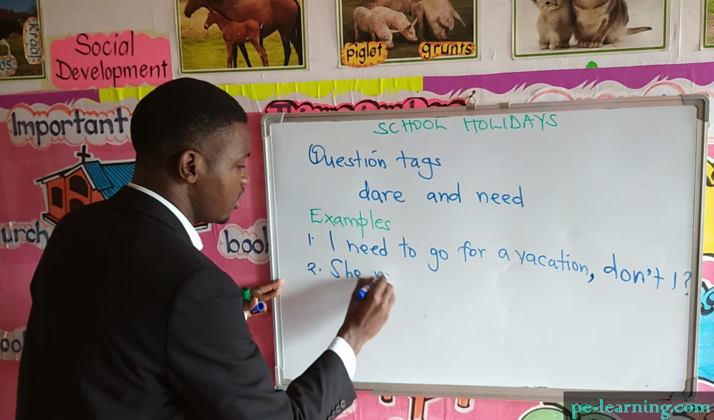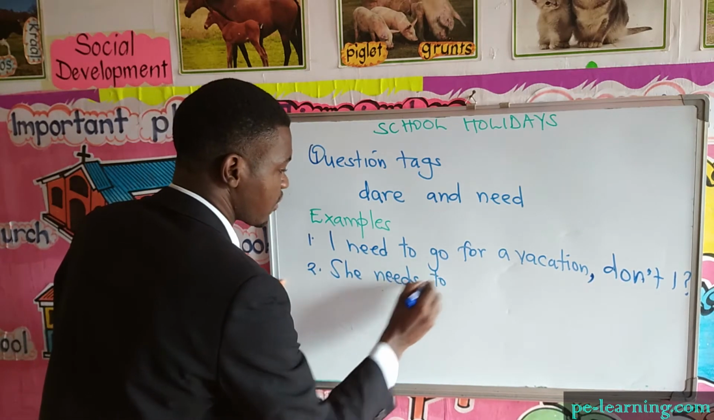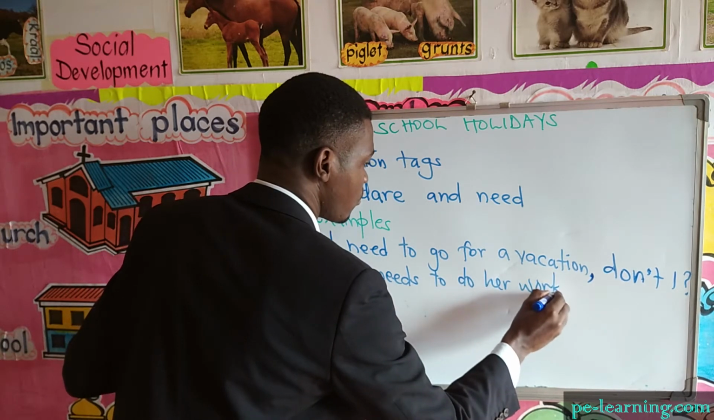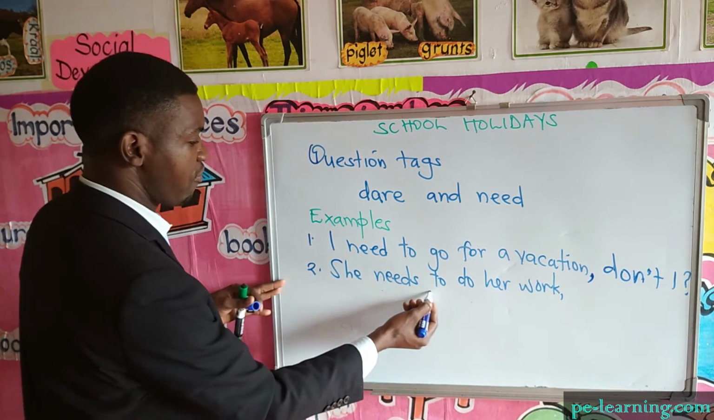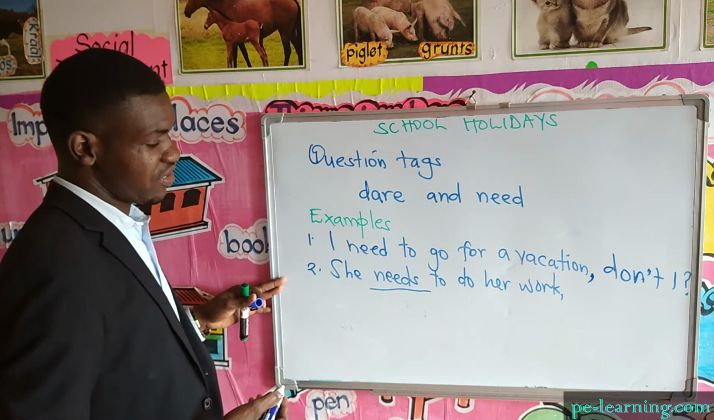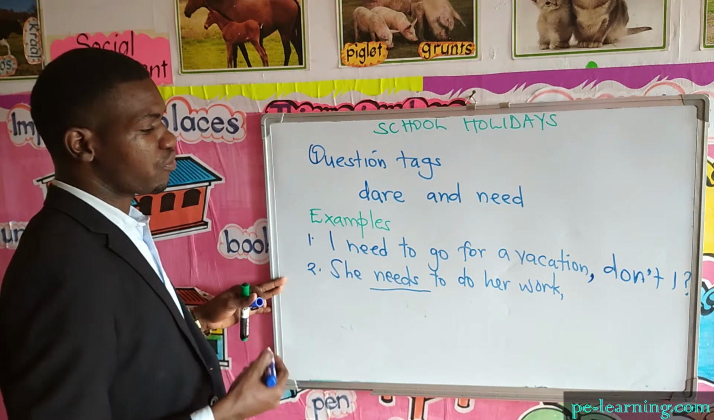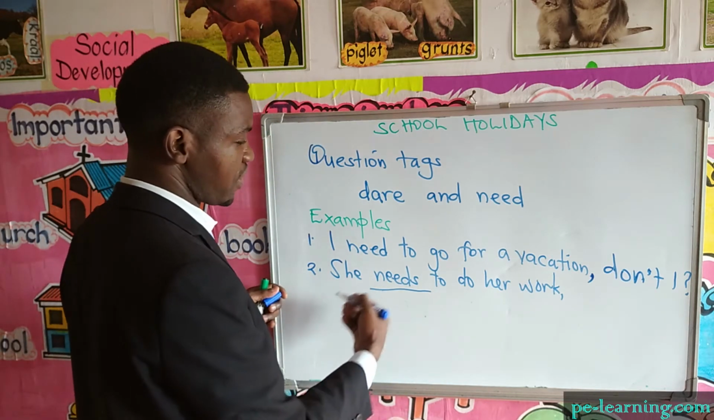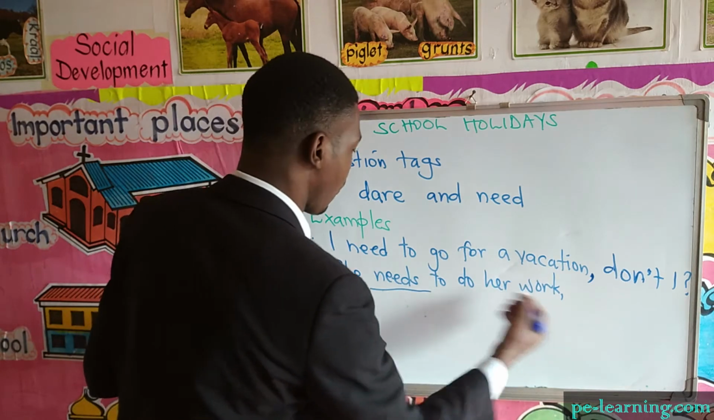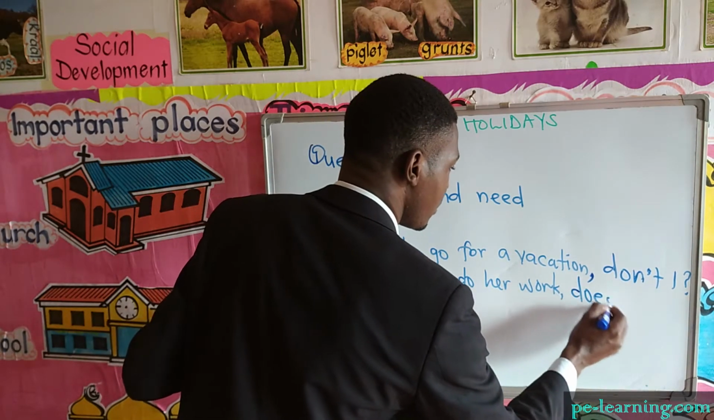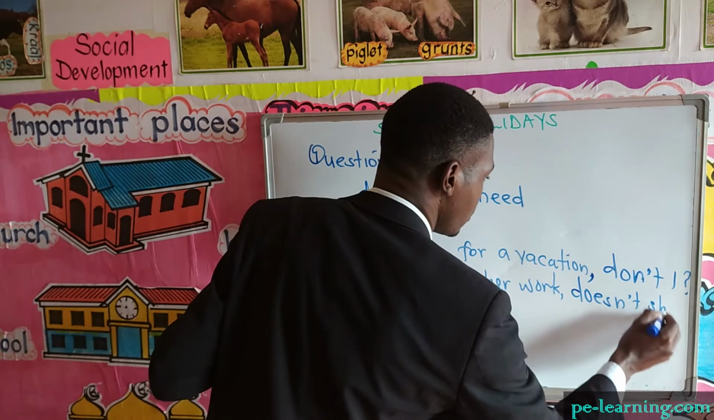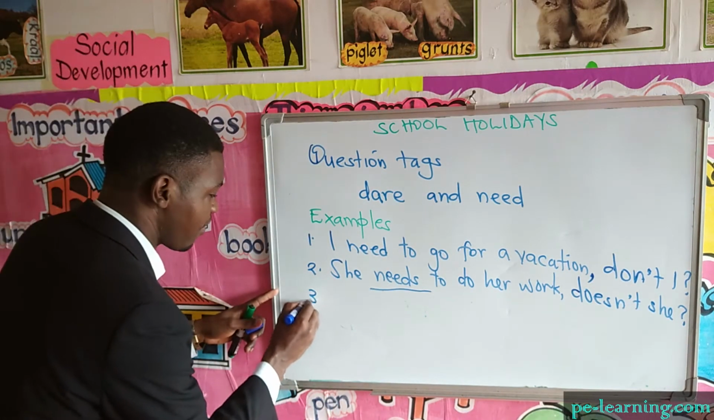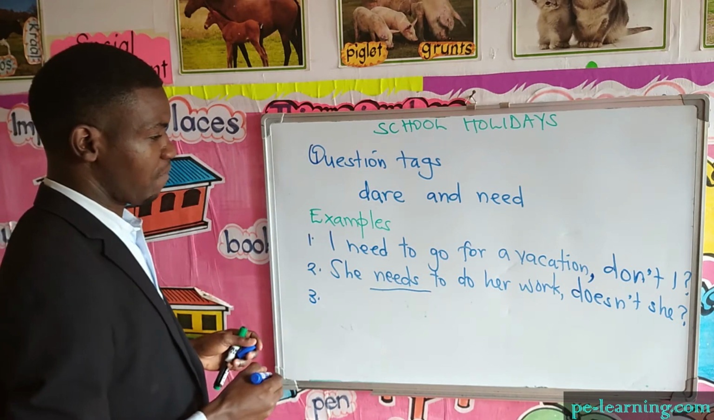Let me use the same. She needs to do her work. She needs to do her work. We have needs, which is in present simple. So we go to the do forms, and we get the word that is within the present form. She needs to do her work. The question tag will be, doesn't she? Right. Another example, as many as possible.